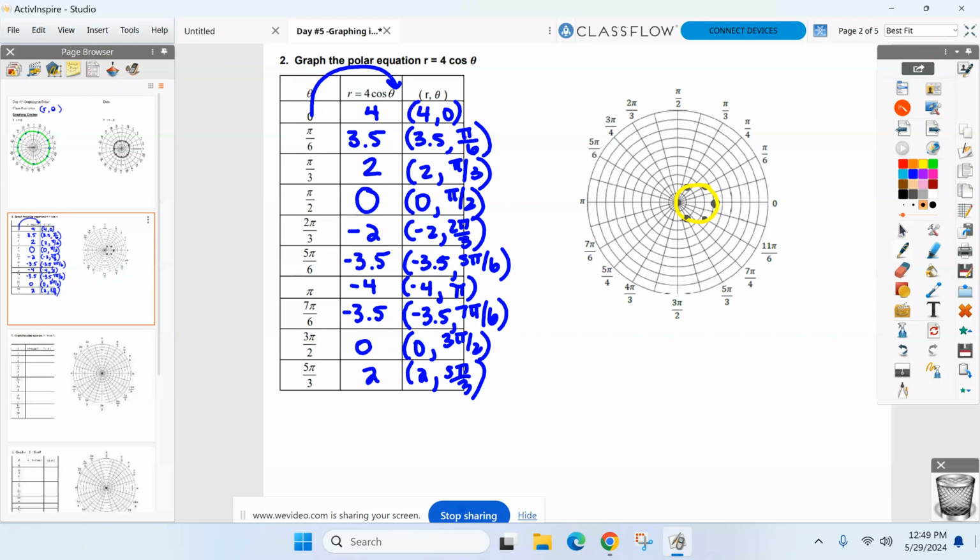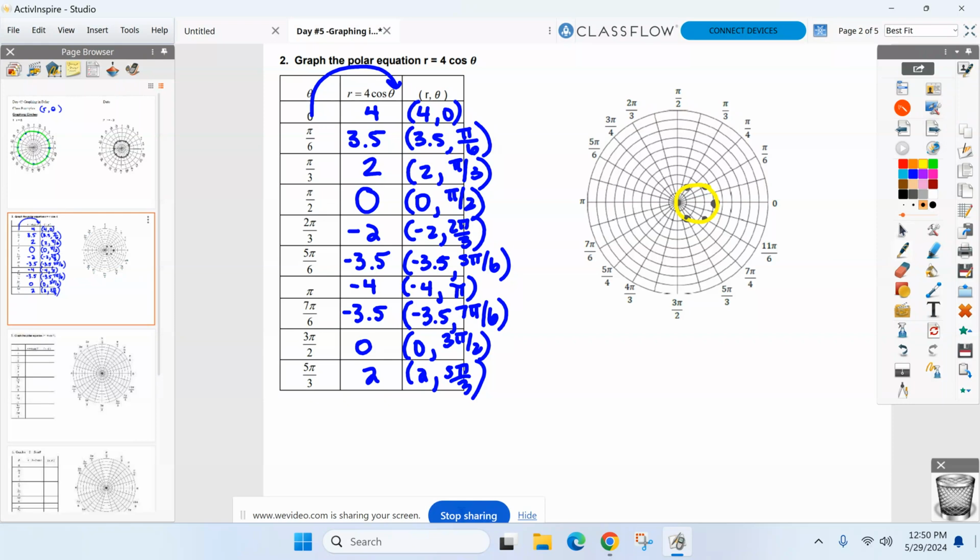Any questions here? So, a number times cosine is a circle. Not only that, I want you guys to see a little bit of this so you know how to check real quick. Notice the number out in front was a 4. How far does this go out? To 4. So that's how large you can tell your circle is going to be.